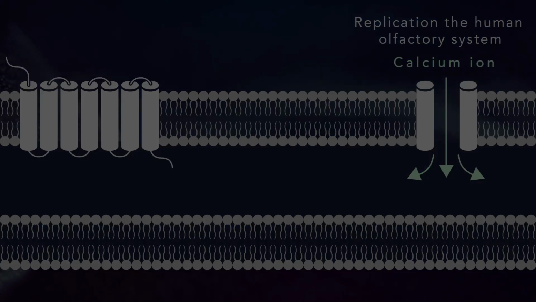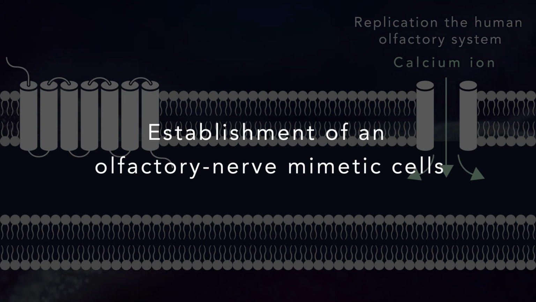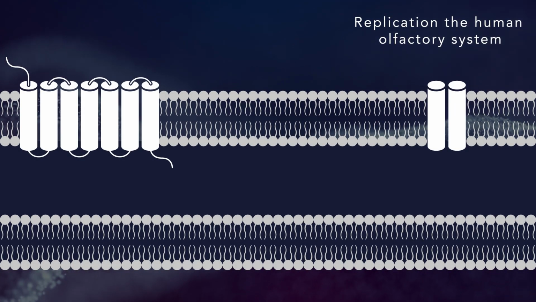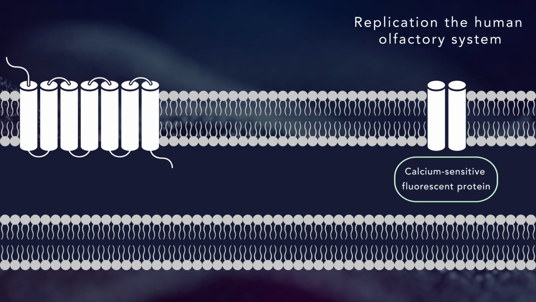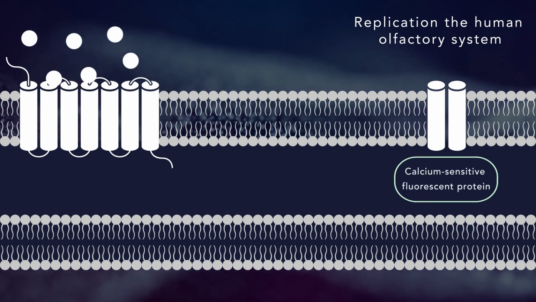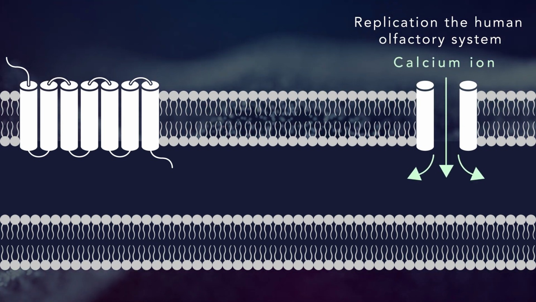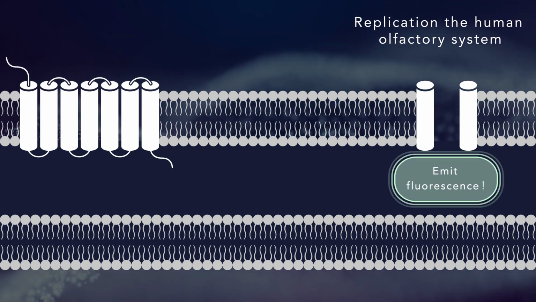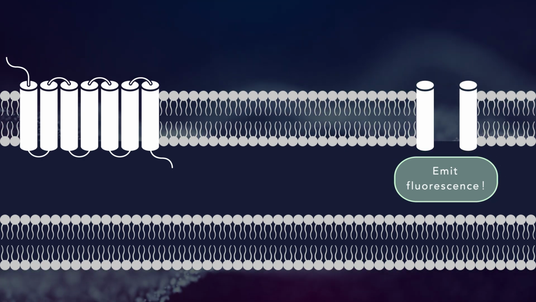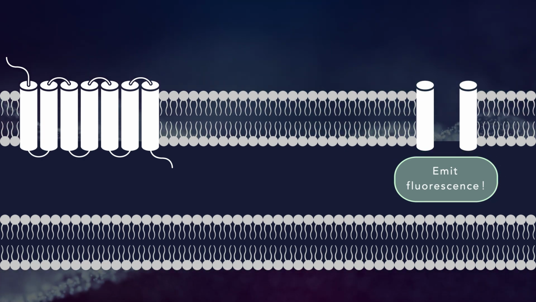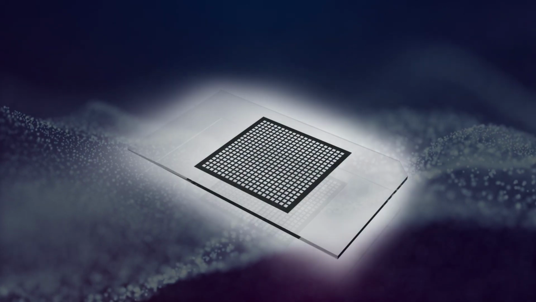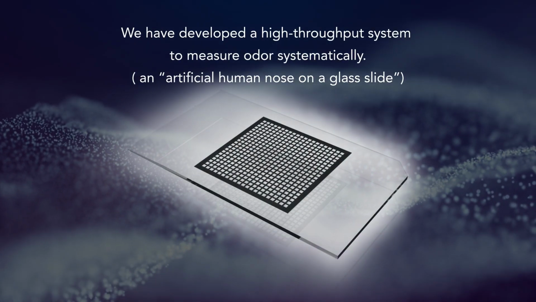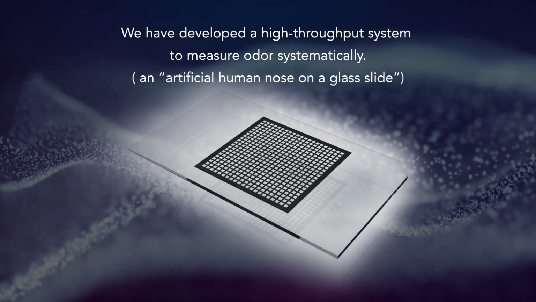Learning from basic biology, we have developed olfactory nerve mimetic cells. The mimetic cells express olfactory receptors and a calcium sensing protein. The calcium sensor emits fluorescence based on the calcium concentration in the cell. By quantifying fluorescence intensity over time, we are able to quantify any odor molecule. We have now developed a high-throughput system to measure odor systematically.